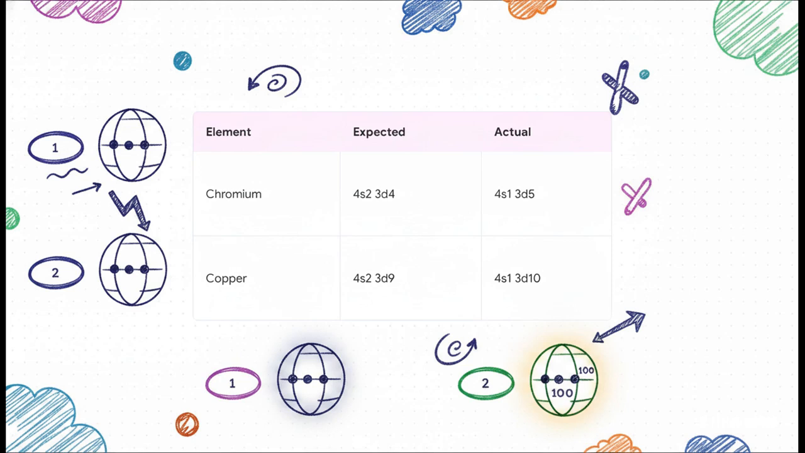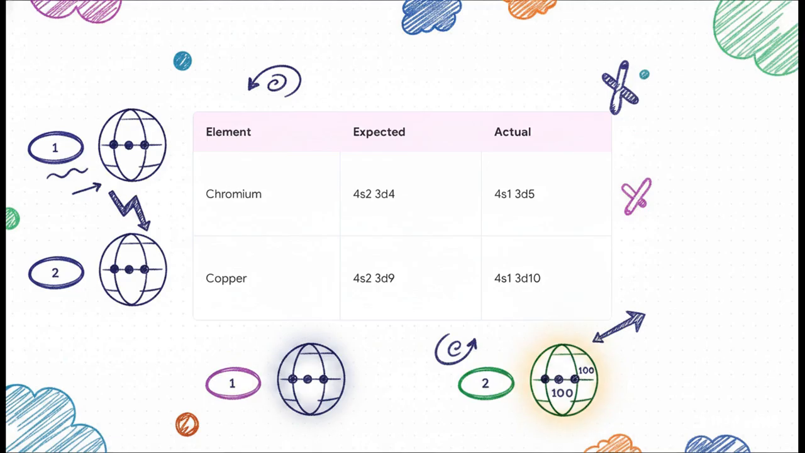It is just one single electron away from being a perfectly half-filled, highly stable 3d5. Because the energy gap between the 4s and 3d floors is incredibly small, an electron literally just jumps ship from the s to the d orbital. It sacrifices having a full s orbital just to achieve that unshakable half-filled stability in the d orbital. And copper? It does the exact same thing to reach a fully filled 3d10.